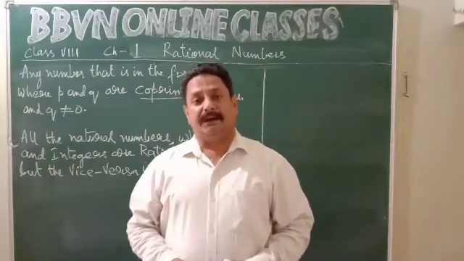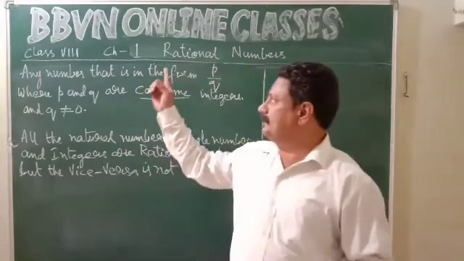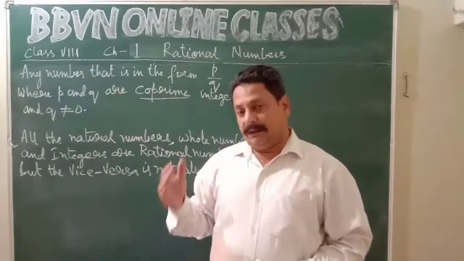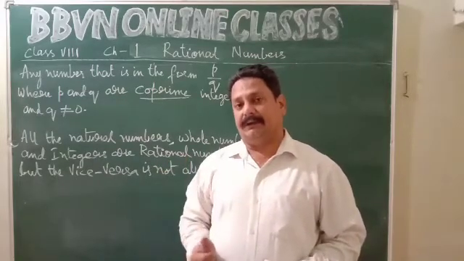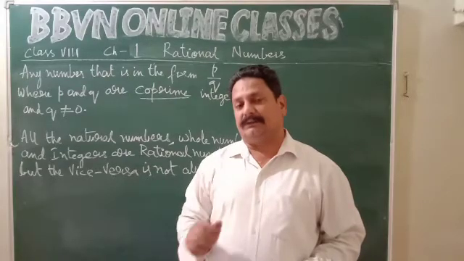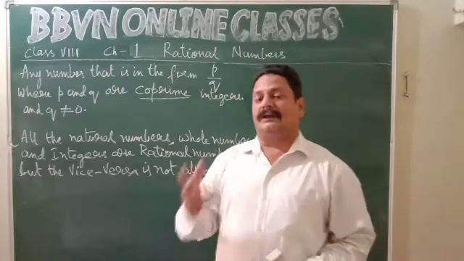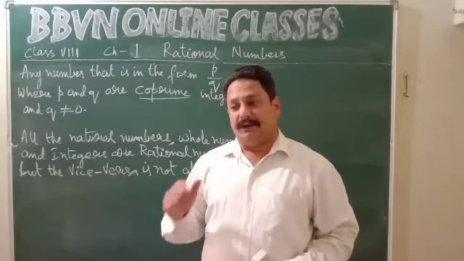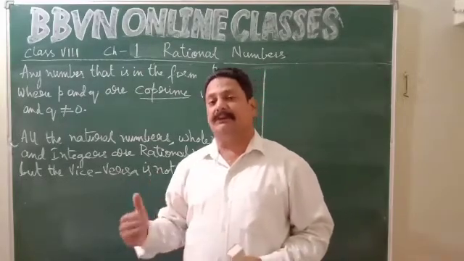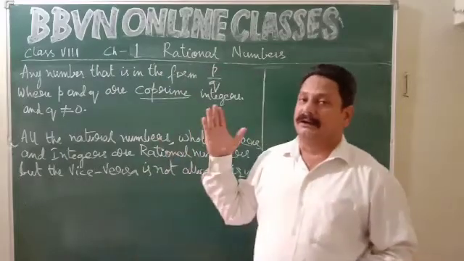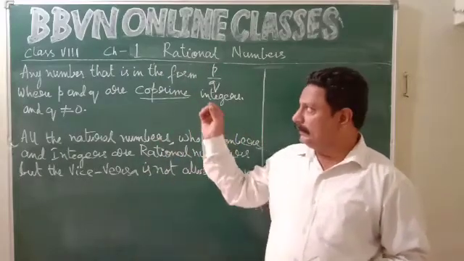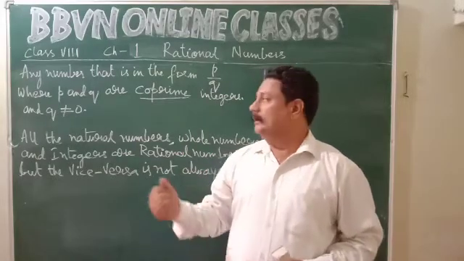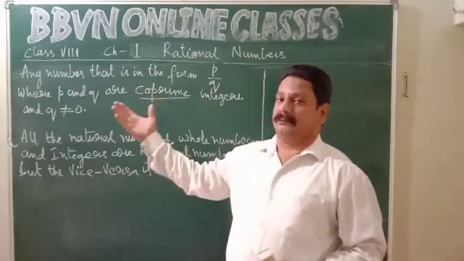So today we are starting a new chapter, chapter number 1, rational numbers. Till now, in your previous classes, you all must have studied natural numbers, whole numbers, integers. Now in the same series of the number system, we have rational numbers. The word rational is derived from the word ratio, right? So what is a rational number?